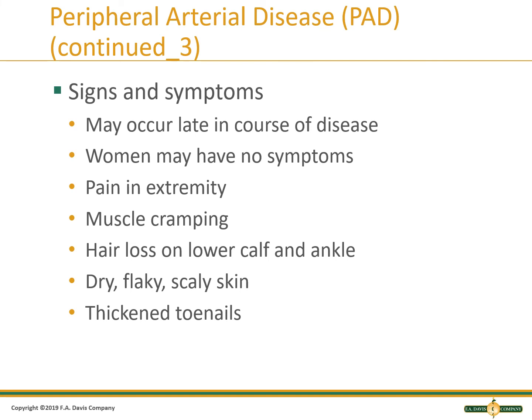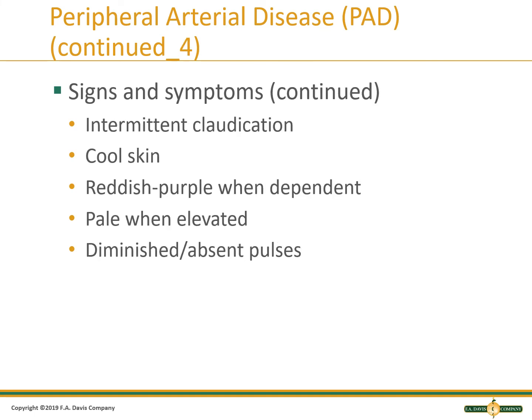Toenails may be thickened. Pain in the calves associated with activity or exercise is called intermittent claudication, which is a common symptom of arterial occlusive disease. Muscle cramping results from ischemia related to decreased supply of oxygen-rich blood to the muscles. Pain stops when activity is aborted. However, as PAD progresses, the pain may occur even at rest, indicating severe arterial occlusion.